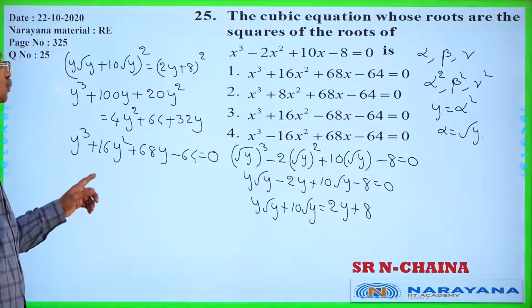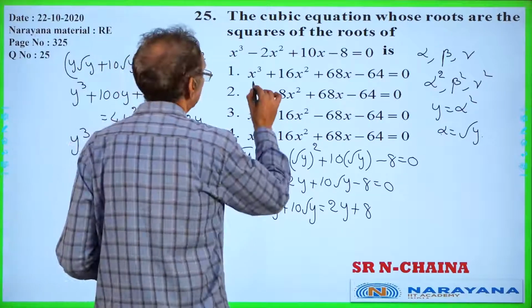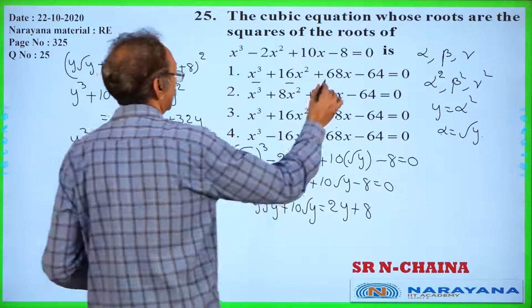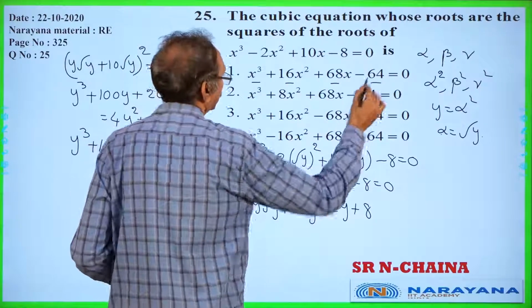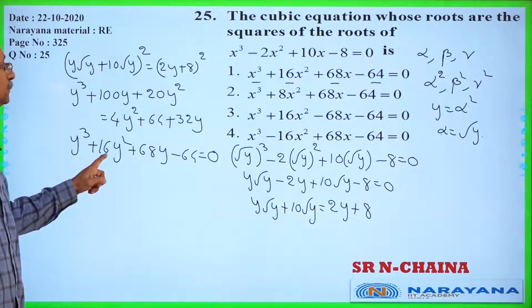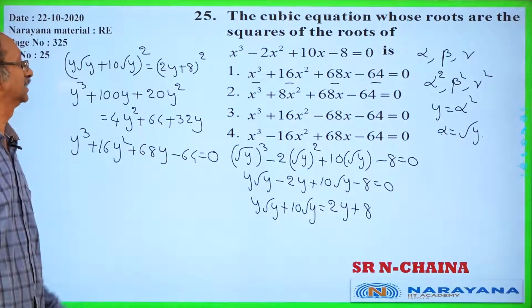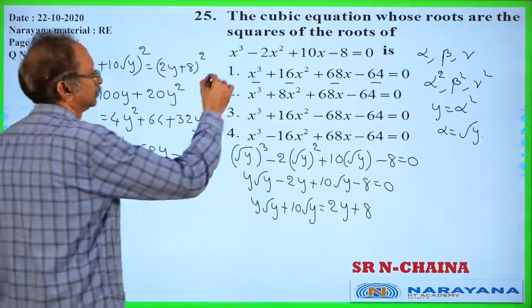So that is x cube. See where it is, x cube plus 16x square plus 68y minus 64 is equal to 0. See once again, x cube plus 16x square plus 68x minus 64 is equal to 0. So first option.